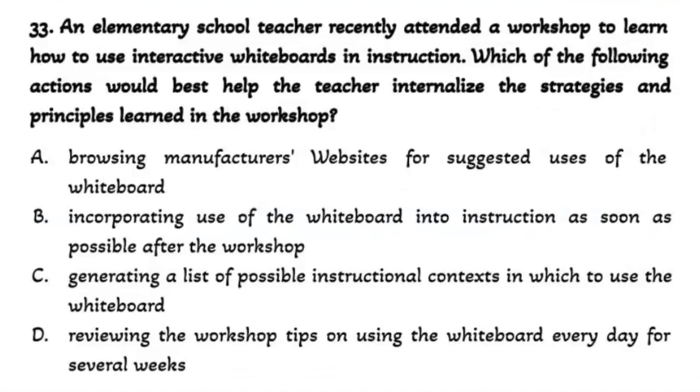33. An elementary school teacher recently attended a workshop to learn how to use interactive whiteboards in instruction. Which of the following actions would best help the teacher internalize the strategies and principles learned in the workshop? A. Browsing manufacturers' websites for suggested uses of the whiteboard. B. Incorporating use of the whiteboard into instruction as soon as possible after the workshop. C. Generating a list of possible instructional contexts in which to use the whiteboard. D. Reviewing the workshop tips on using the whiteboard every day for several weeks.